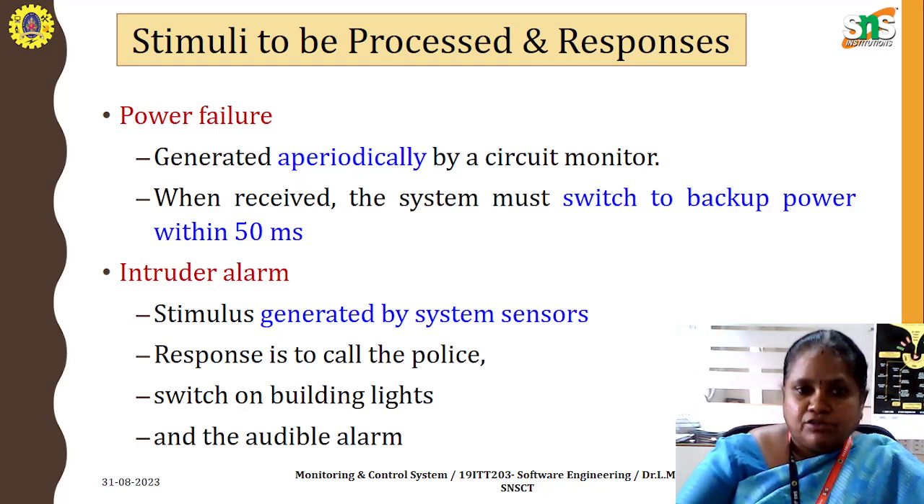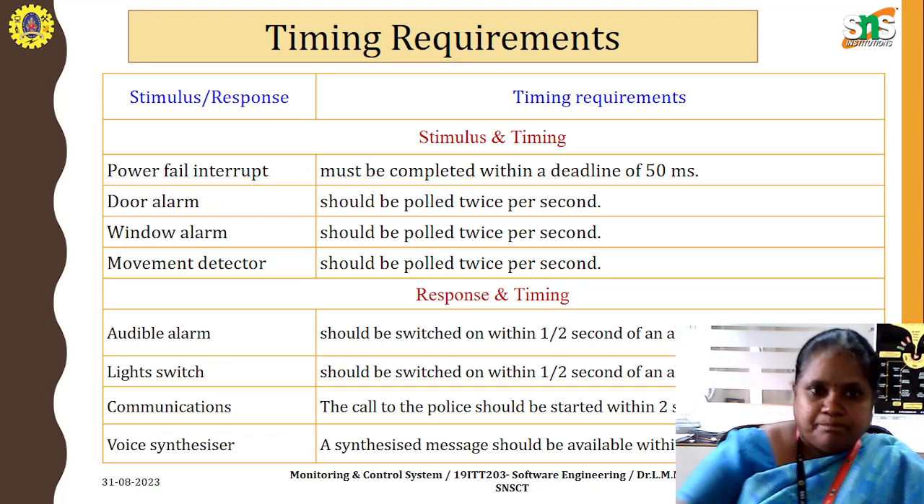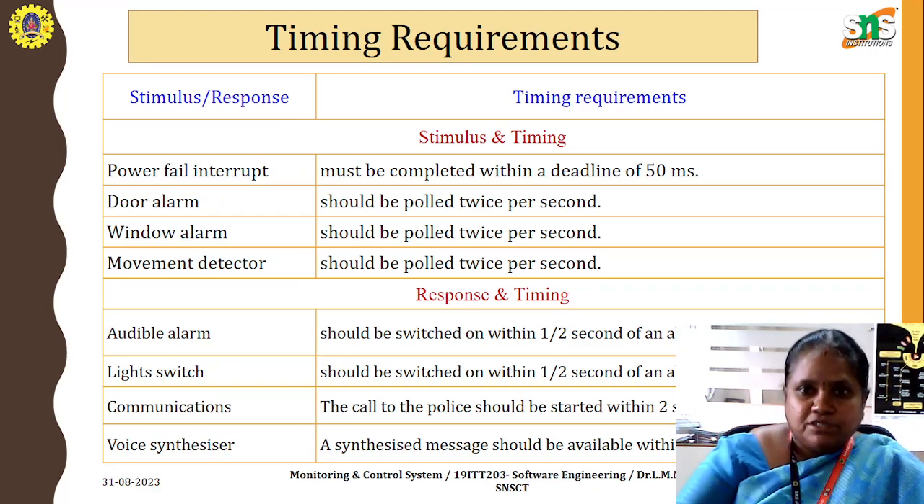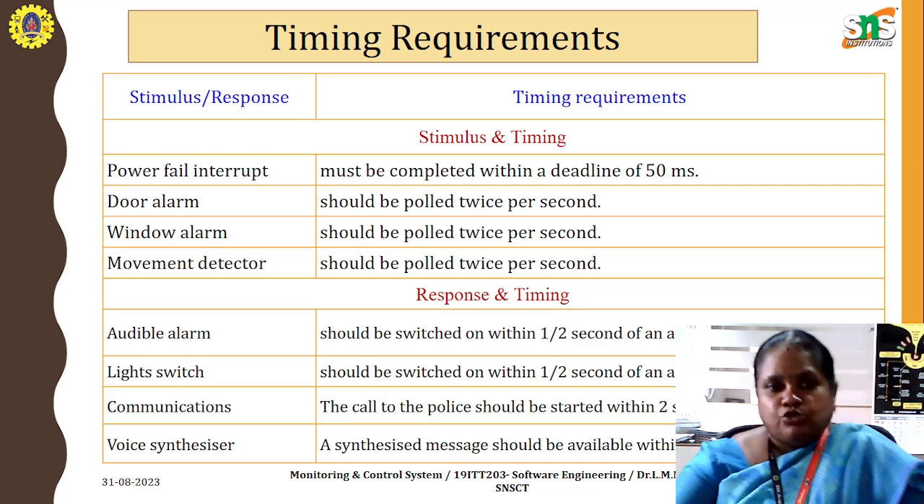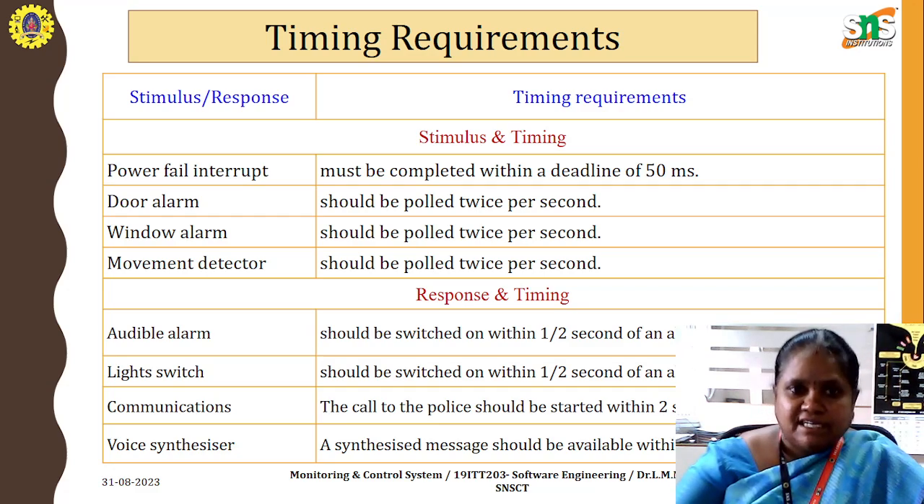Similarly, in the case of the intruder alarm, which works by means of stimuli from the system sensors, there is a periodic stimuli. So we'll see the stimuli, response, and the timing constraints. When a power fail interrupt stimulus occurs, it must be completed within a deadline of 50 milliseconds. The door alarm should be polled twice per second. So for each second, 2 times the sensor will sense and send the signal. Similarly for the window alarm and movement detector, twice per second is the timing requirement.